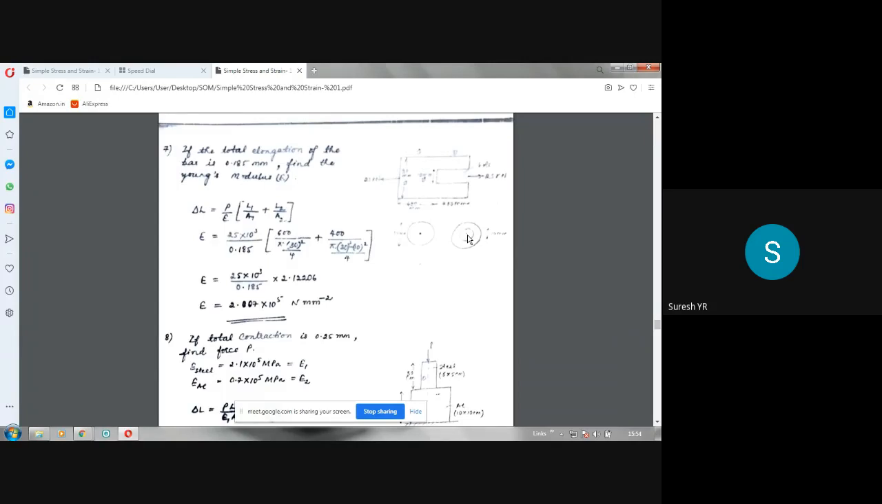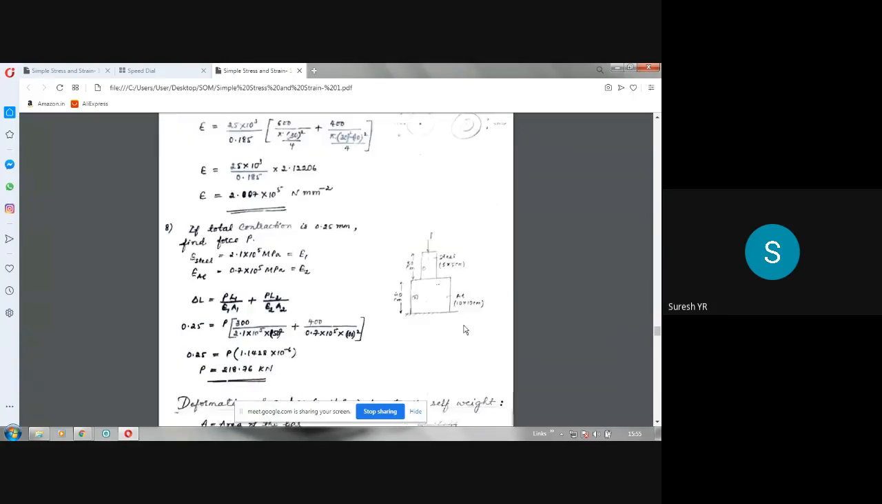Students make mistakes there only. So for a solid circular bar, the area is pi d square by 4. For a hollow circular bar, pi by 4 into d1 square minus d2 square, where d1 is the outer diameter and d2 is the inner diameter. So work out this problem once again, then you will understand.